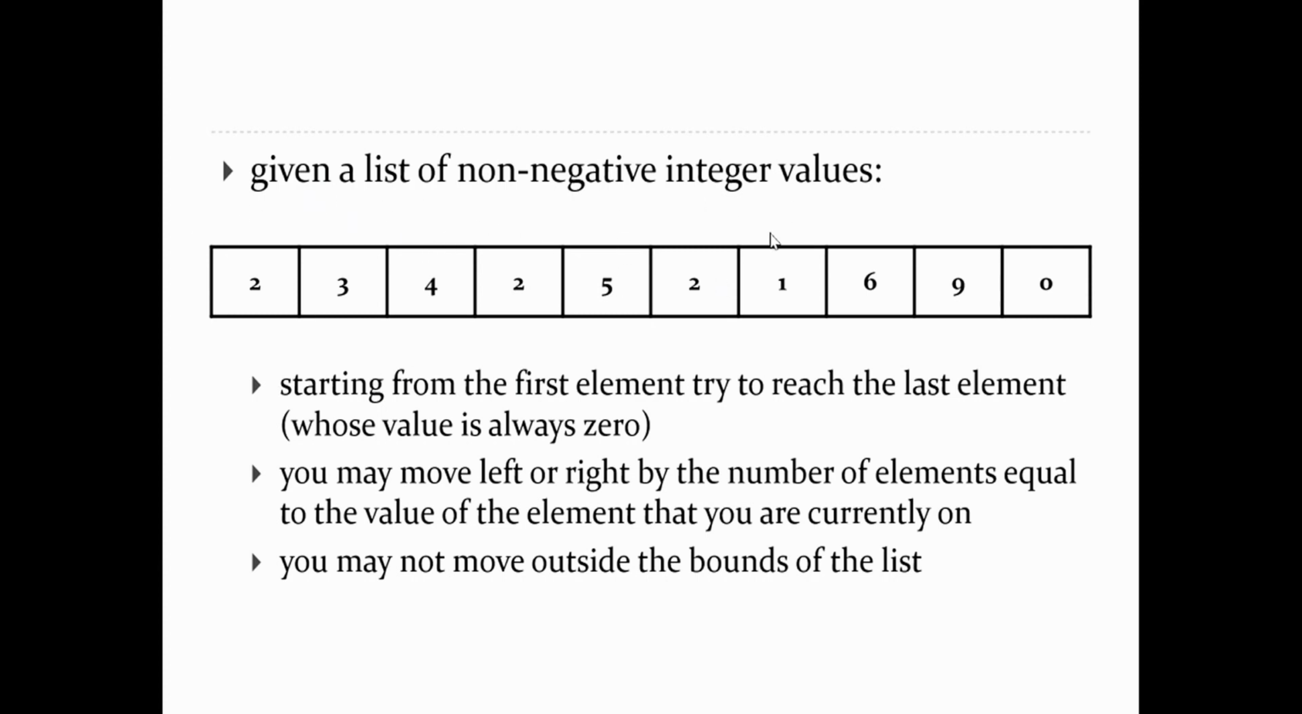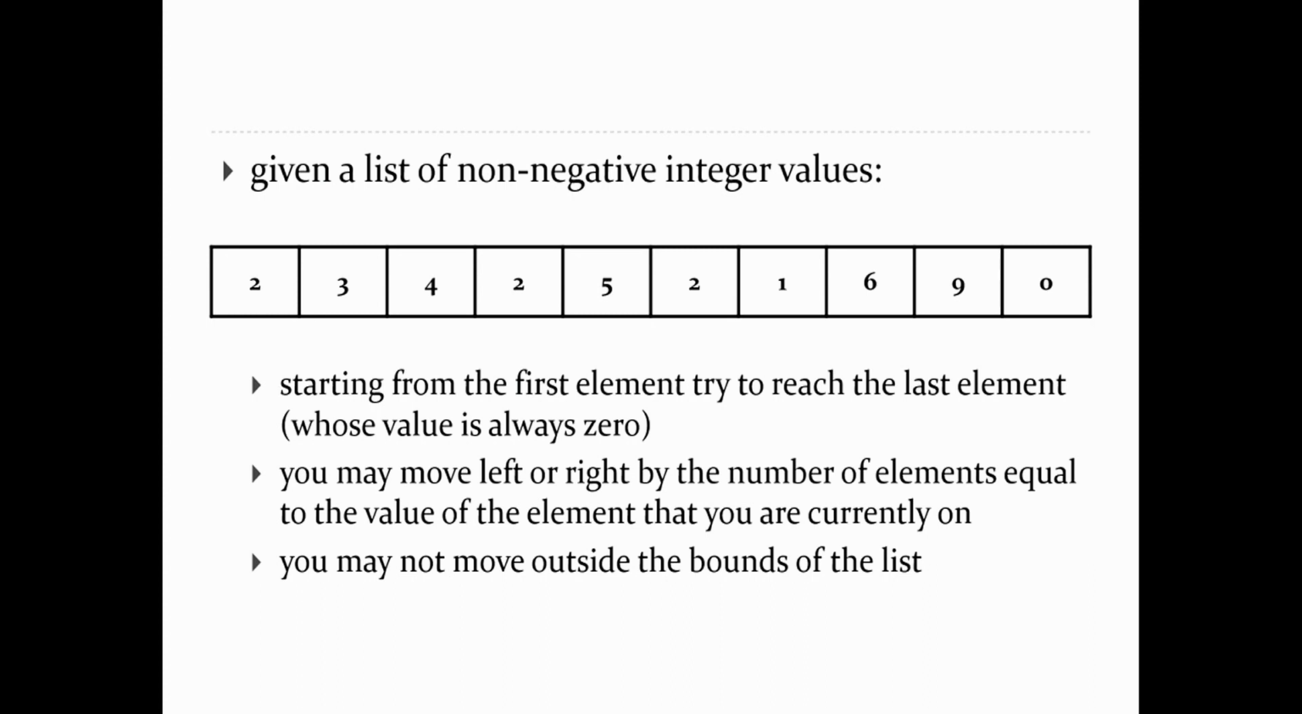So 1, 2, 3, 4. Now I'm at the 1. At the 1, you can go 1 square left or right. And now you have a decision. Should I go to the 6 or should I go to the 2? And it's not at all clear what you should do at this point. So how are you going to solve this problem?